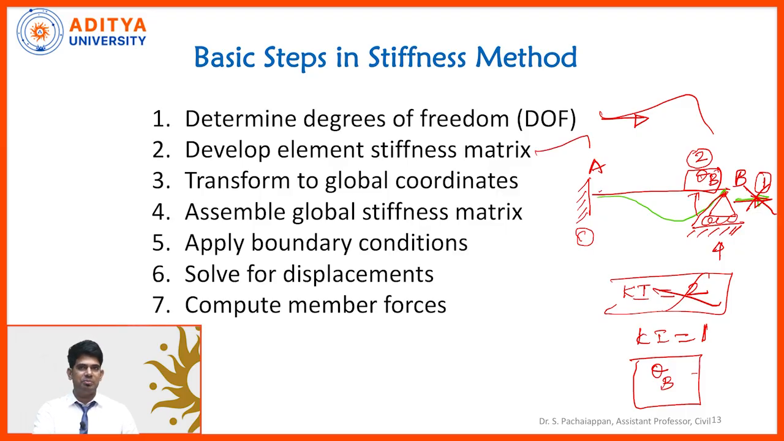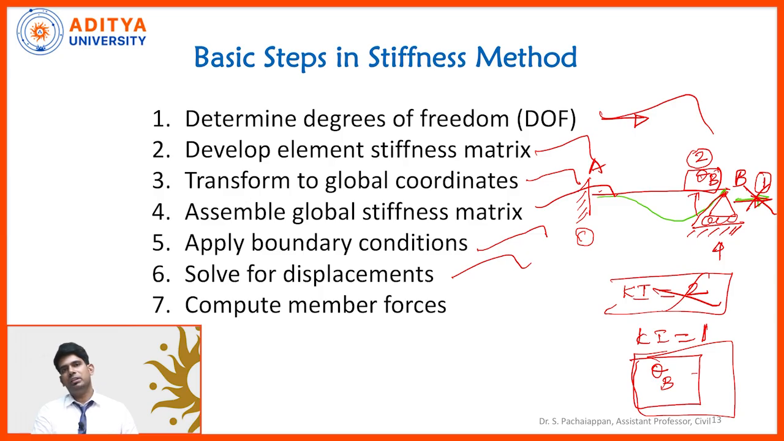Develop the element stiffness matrix; we need to develop it while solving the problem, we will see. And then transform the local stiffness matrix to the global coordinates, that is the global stiffness matrix. Assembling the global stiffness matrix we need to do, applying the boundary conditions, solving for displacements, and finally computing the member forces. So, these are the various steps involved in the stiffness matrix method.